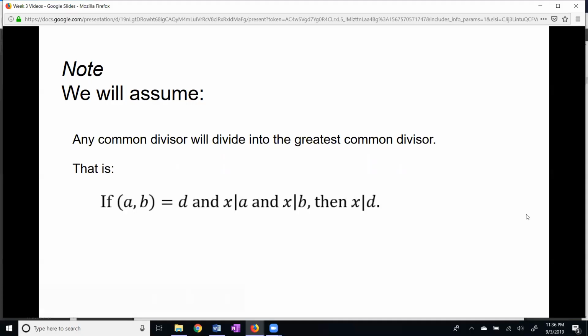We will assume the following. Any common divisor will divide the greatest common divisor. If you say that over to yourself a couple times, it should make sense. Symbolically, here is our statement. If the greatest common divisor of A and B is D, and we have a number X that divides A and divides B, X must divide D.